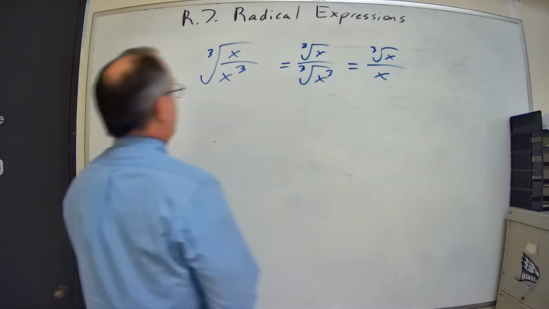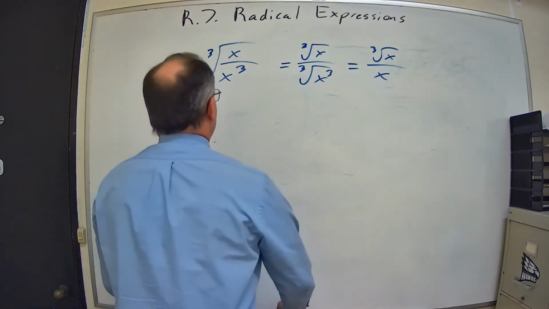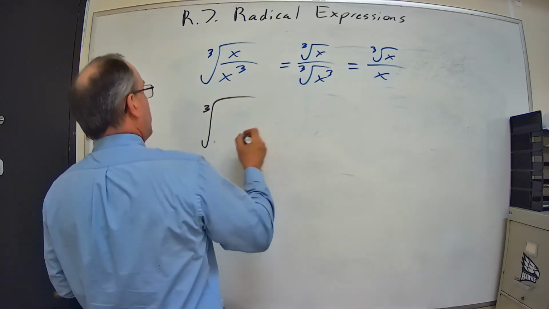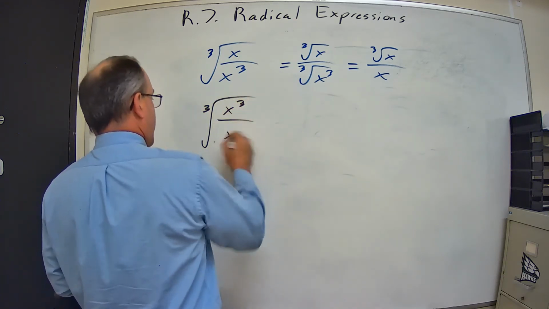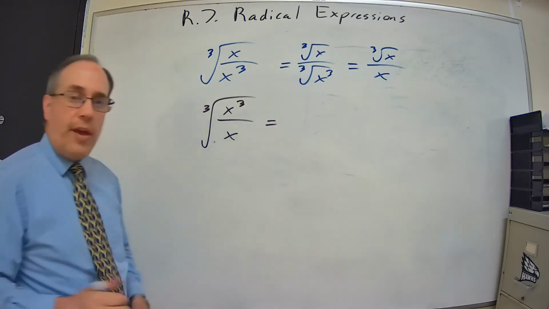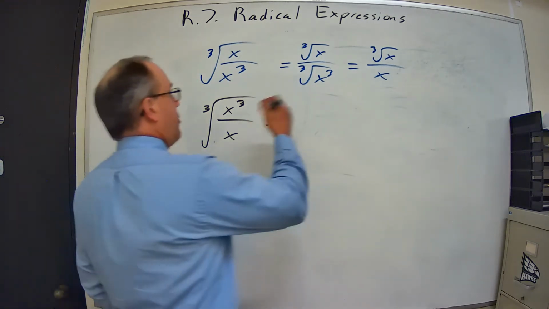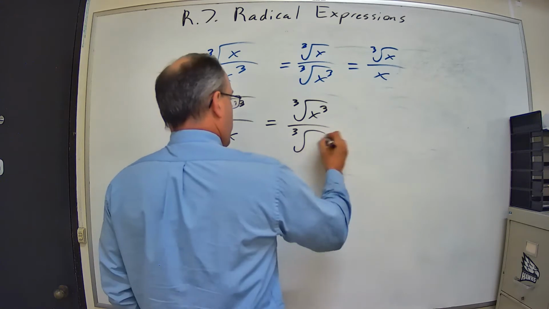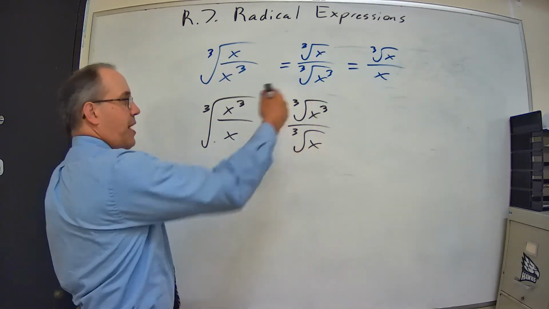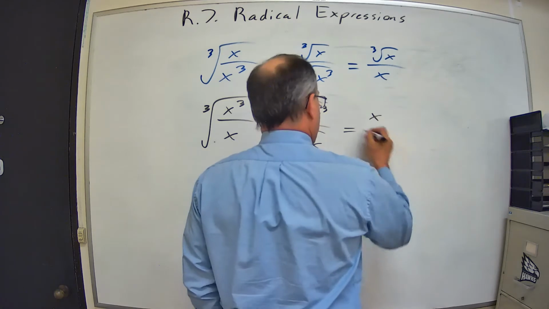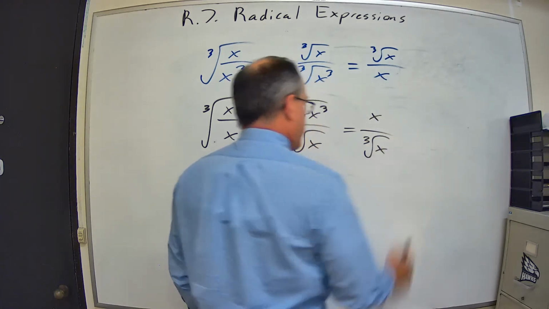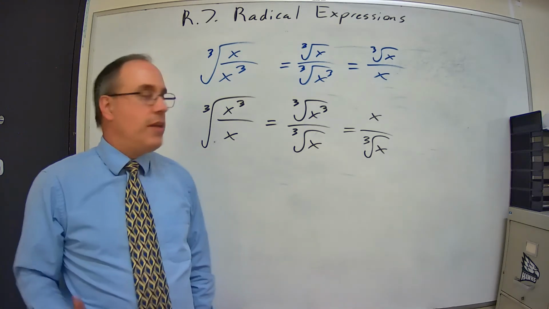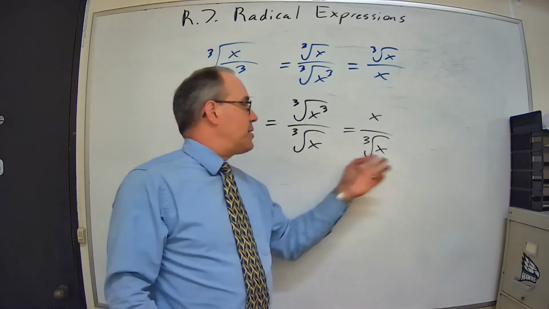Let's try something slightly different. In fact, I'm going to leave that one up there as I do it. What about the cubed root of x cubed over x? Well, that works a little bit differently, doesn't it? If I break this apart, I get the cubed root of x cubed over the cubed root of x. Well, that's going to cancel out, so that gives me x over the cubed root of x, but I just told you we don't like to have a radical in the denominator. So what are we going to do with that? We want to rationalize this denominator.